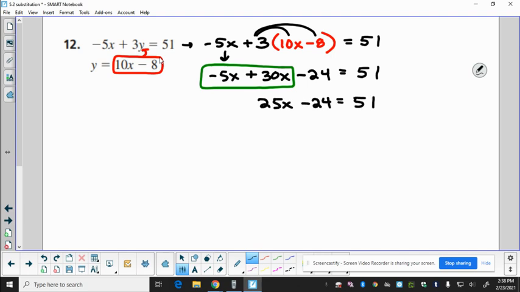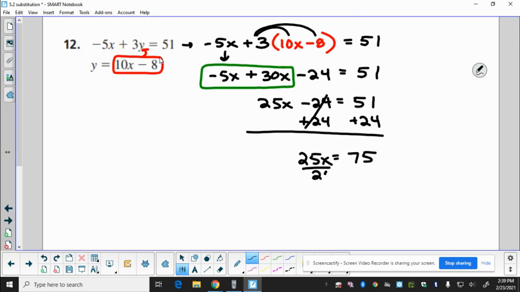Now we can solve the equation. Add 24. Drop down the 25x. Divide by 25. And it looks like x is going to be 3. So that is one of your answers.